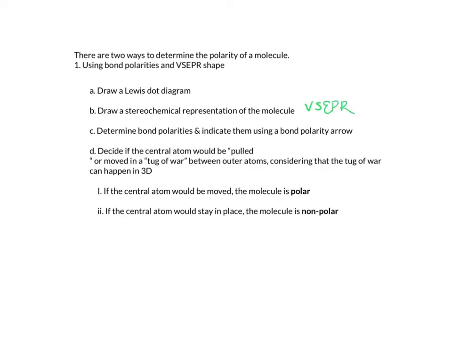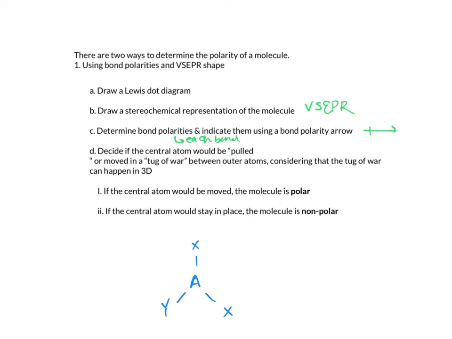All right, so once we have those two things, we're going to determine the bond polarities of each bond and indicate them using a bond polarity arrow, and that's this one. From there, we're going to decide if the central atom would be pulled or moved in a tug of war between outer atoms, considering that the tug of war can happen in 3 dimensions. So for instance, we could have our central atom and let's say 3 bonded atoms here. They may not all be the same. Let's actually change one, and I'll say that this is Y.